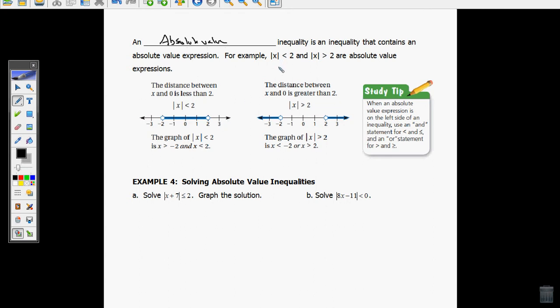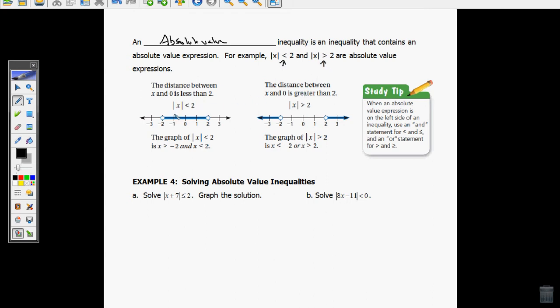So the absolute value of x being less than 2 and the absolute value of x being greater than 2 are the absolute value expressions. But they vary very, very much just because one says less than and one says greater than.